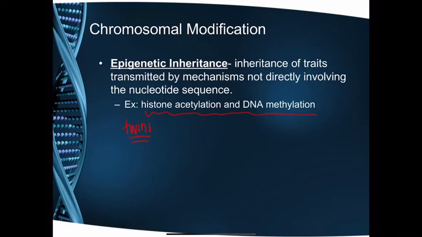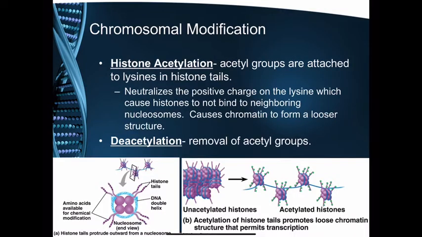So let's talk about these two examples here: histone acetylation and DNA methylation. So histone acetylation. Remember, histones are these purple proteins here that have the little tail on them, and that's what chromatin or DNA coils around to condense and form chromosomes, right? We see this when the chromosomes pack together in prophase.